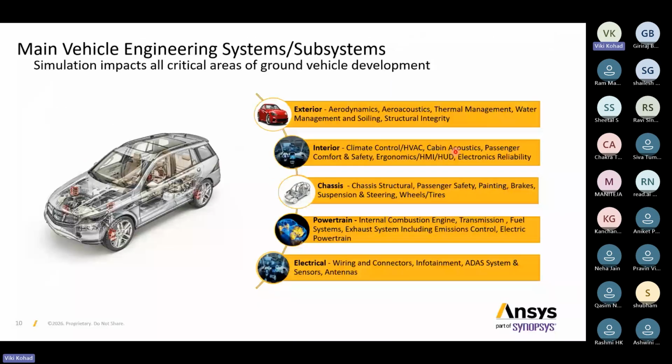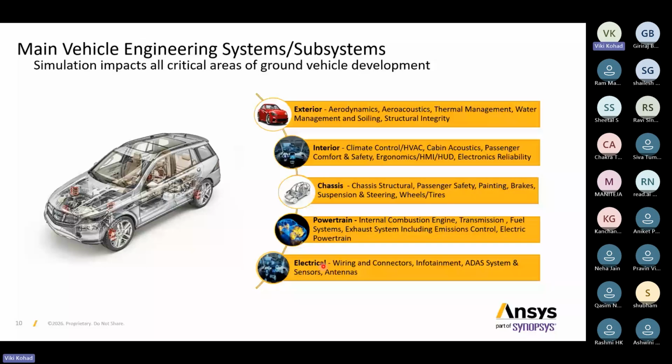And in vehicle engineering, what are the different areas, or the critical areas you can say? First is the exterior part. In the exterior, there is the aerodynamics, overall the exterior part. Then the aeroacoustics, thermal management, and the interior parts are also there. So each part we will discuss. Chassis, powertrain, and then the electrical. In the electrical, you can see the electric vehicle compartment is also here.